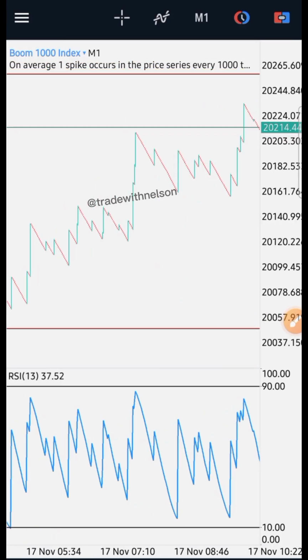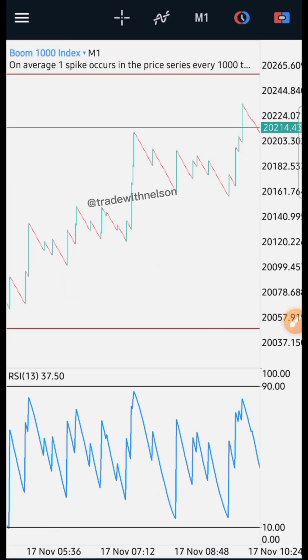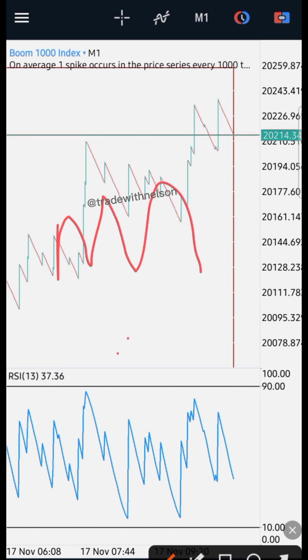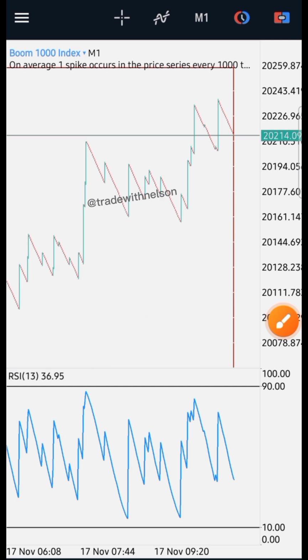One thing I want you guys to know is that when you want to use this strategy, it must be in a market that is ranging or a market that is in an uptrend. You must not use this strategy in a market that is in a downtrend, because the spikes that will form will be very small. Let me tell you how you will know when the market is in an uptrend or downtrend.